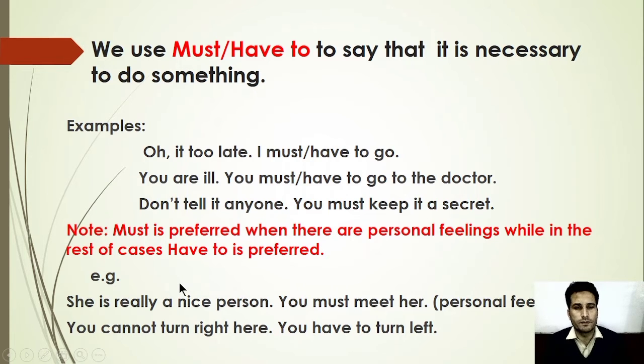Now, what's the difference between must and have to? Remember, must is preferred when there are personal feelings, while in the rest of the cases, have to is preferred. For example, she is really a nice person, you must meet her. Now here it involves personal feelings, that she's nice, so that's why you must meet her.